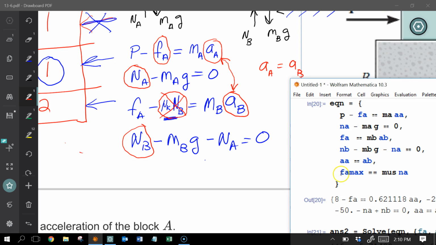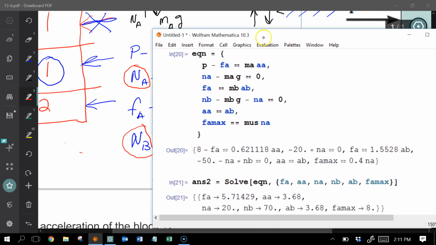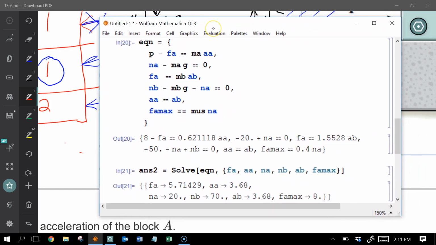And then again, because you believe that they are constrained to go together, that A is not sliding on B, there's a constraint force. That's the FA. And so we're going to check the constraint force and make sure that it is enough, or that it's not too much to where the thing actually slides. So here are the equations that we have. And you hit enter, and then I solved them. So here is the solution for them.